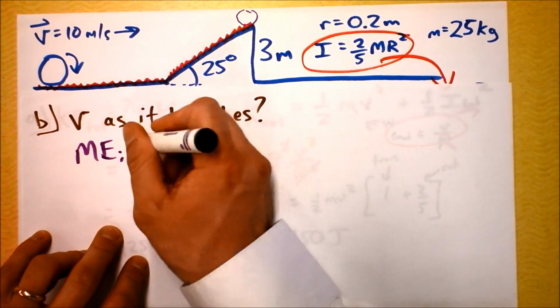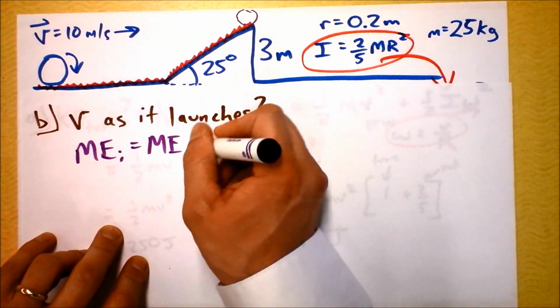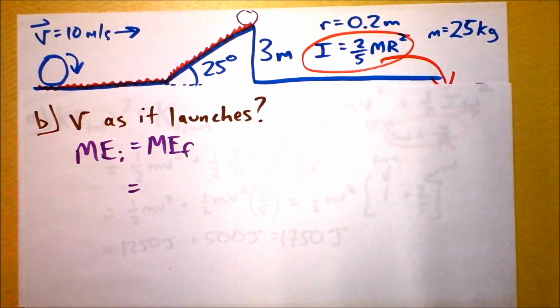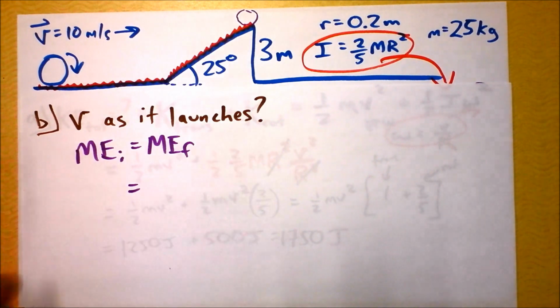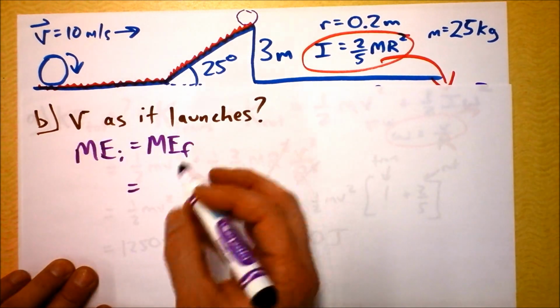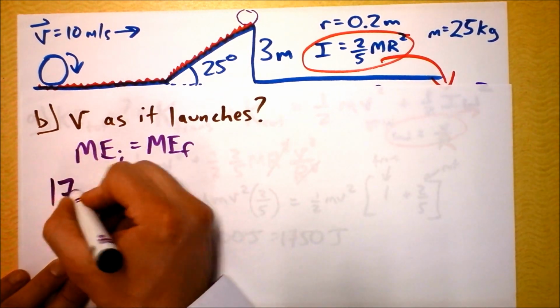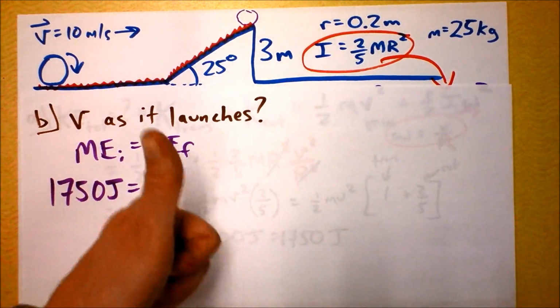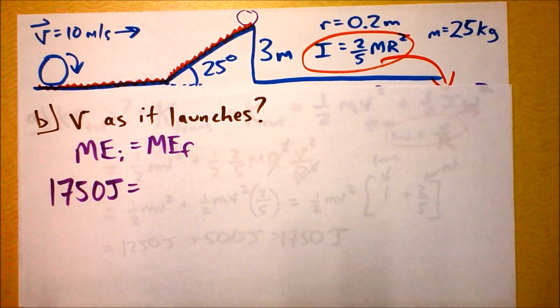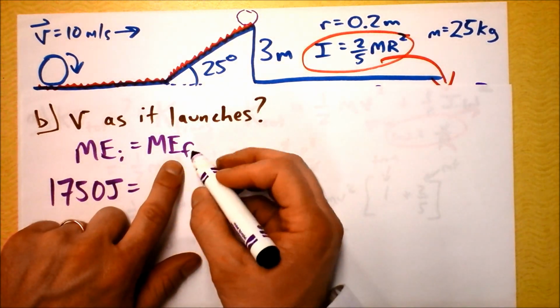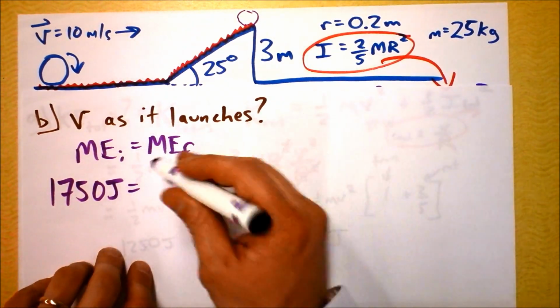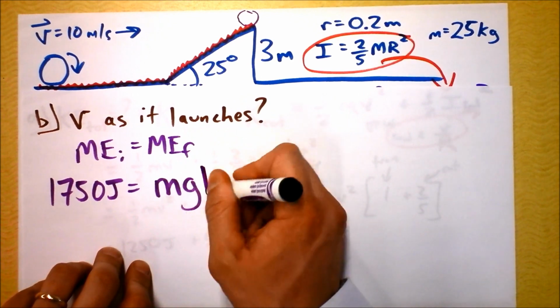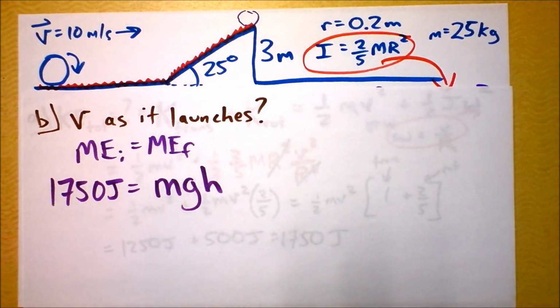So I'm thinking that initial mechanical energy is final mechanical energy. Then I could write down all the forms of energy that are present initially. Initially, we just did that, 1,750 joules, and that's kinetic rotational and kinetic translational. Now, what about the final mechanical energy? Well, it's got mgh, and the h is 3 meters up.